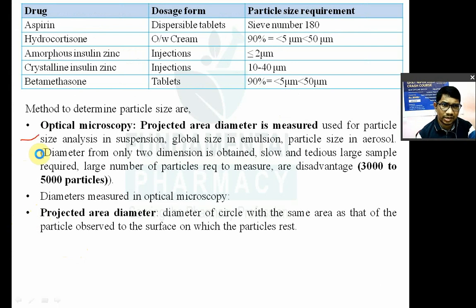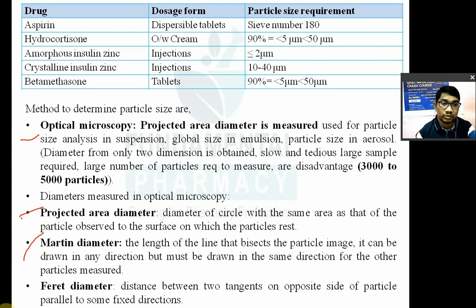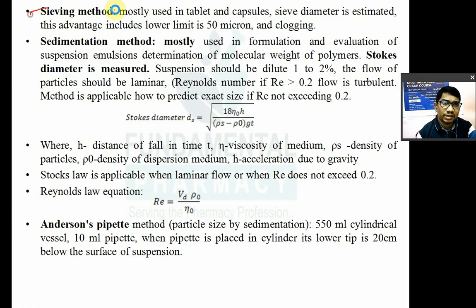We have seen optical microscopy. In that, projected area diameter is there, Martin diameter is there, then Feret diameter is there. We have already seen it in the last session. Again, we'll see it from a different point of view. We have seen the sieving method is also there. Sedimentation method: in that you have Stokes law, and Stokes diameter is measured. Andreasen pipette method is nothing but a method to measure the particle size based upon the sedimentation method.